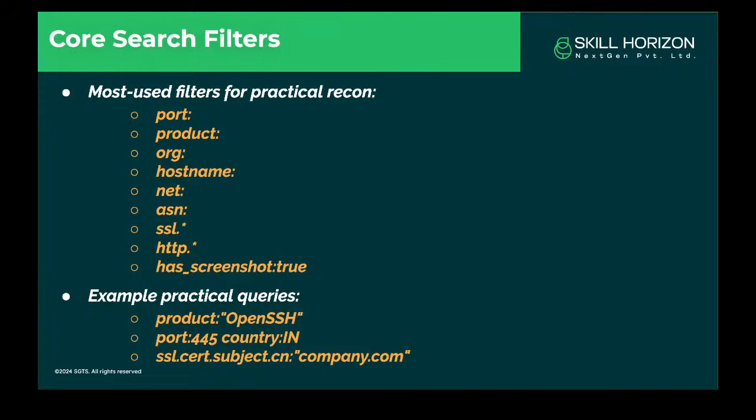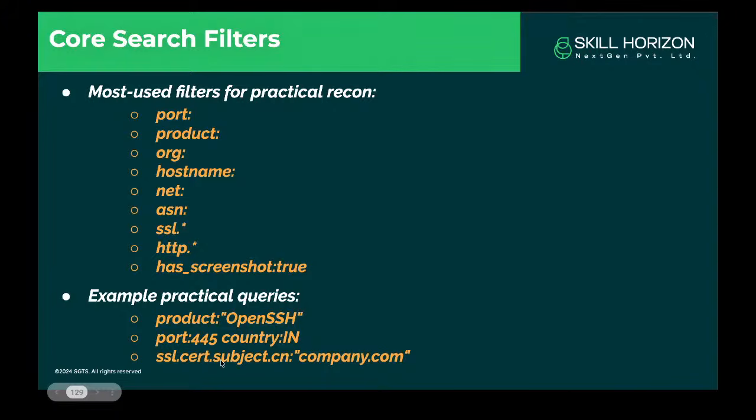Yeah, so let's check out more filters. So these are some example queries, like product. You can search with the product, particular port number with country specific, and then ssl.cert.subject.cn. So we are searching for a company on the basis of the certificate, right?